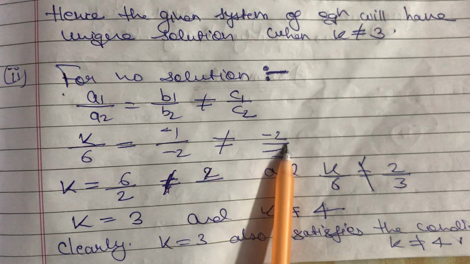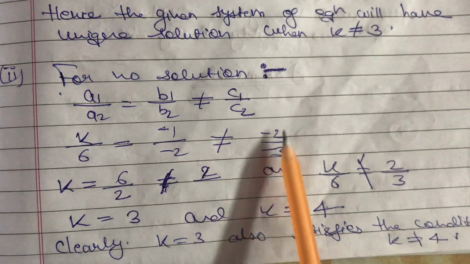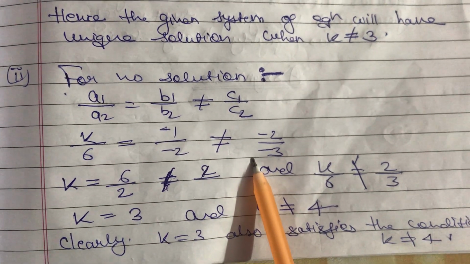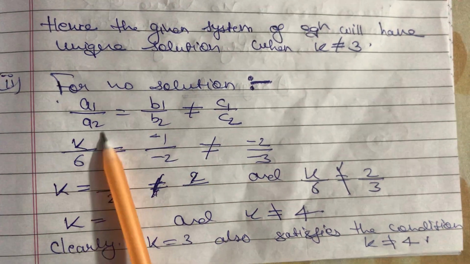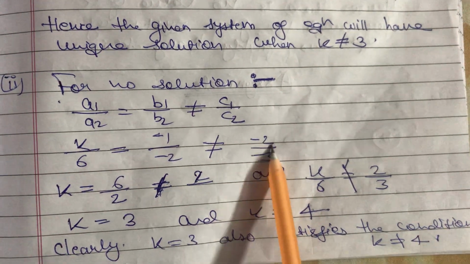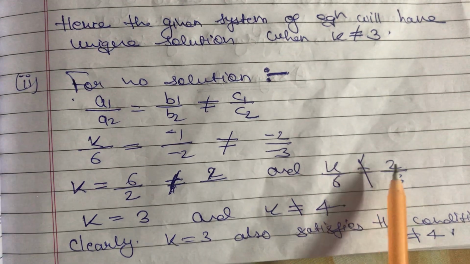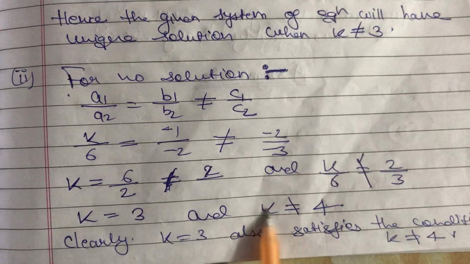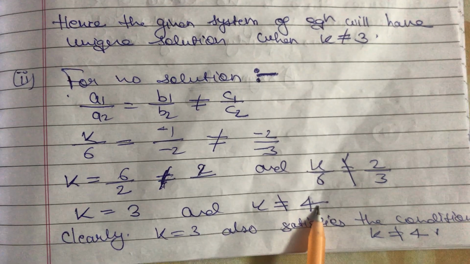Why I'm not comparing this? Because I know 1 by 2 is not equal to 2 by 3. But here we have to find the value of k. That's why I'm taking k by 6 and 2 by 3. So k by 6 is not equal to 2 by 3. From there I got the value k is not equal to 4.